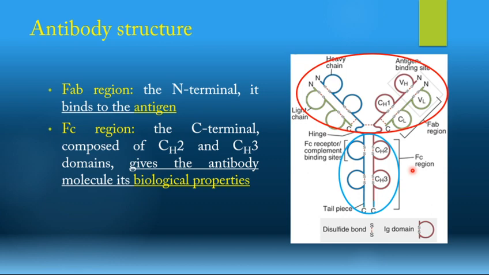Also, for example, certain cells have more affinity to bind to certain Fc regions on the antibodies. So some cells will like binding to IgEs more, or IgGs more, or IgM more, and that is what the Fc region is basically responsible for.